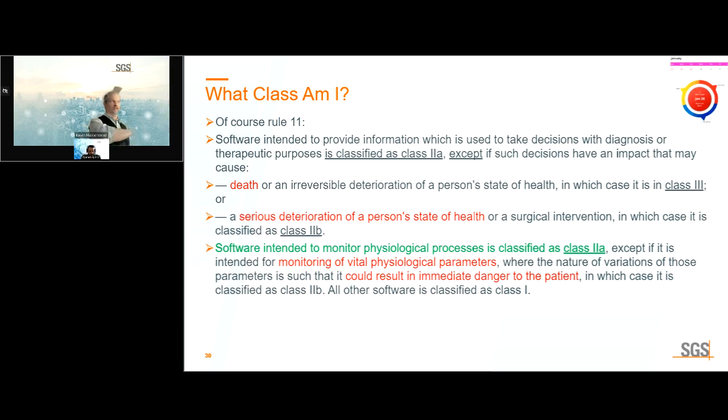So my brain's like, okay, yes, it's software, it's in the bucket, so I'm at least 2A. Except death or irreversible. As soon as I see death and I see this device type, my brain just reads it out. The answer is just no. There's no death here, not class 3. Serious deterioration of a person's state of health, my brain's just dismissing the clause. The answer for this one is a very clear no.